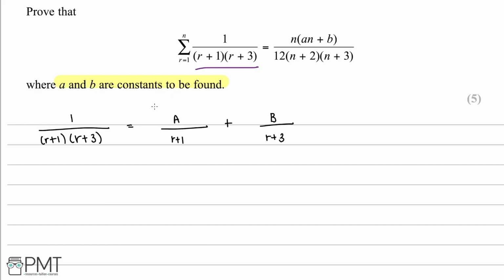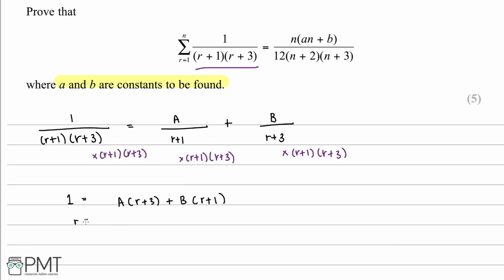Now, in order to find both a and b, we'll need to first multiply both the left-hand side and the right-hand side by (r plus 1) times (r plus 3). This leaves us with 1 is equal to a times (r plus 3) plus b times (r plus 1). If we let r is equal to minus 1, then we will have 1 is equal to a times, well, minus 1 plus 3 will just be 2, plus b times, well, minus 1 plus 1 will be 0, so it'll be b times 0, which is just 0. We'll end up with 1 is equal to 2a, and thus a is equal to a half.